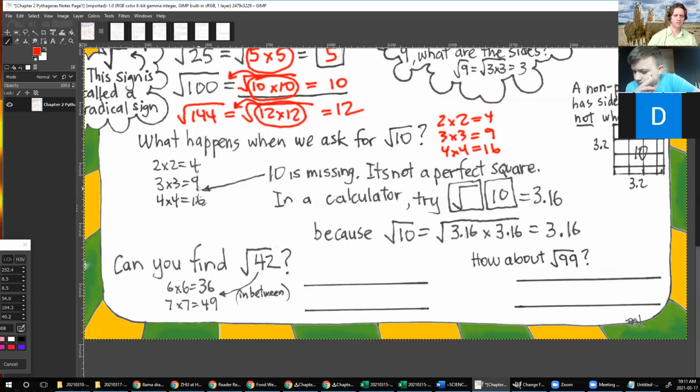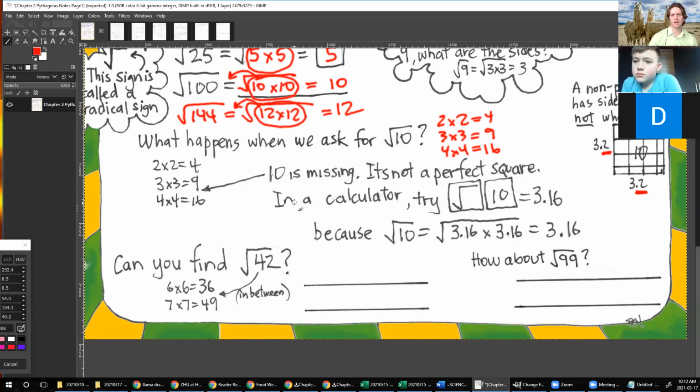So again, we had 9 to 16. 10 is missing. It's not a perfect square. A perfect square always has whole number sides, and a non-perfect square has sides that are not whole numbers. So it's like a point something, times the same number again. 3.2 times 3.2 does equal 10, roughly.